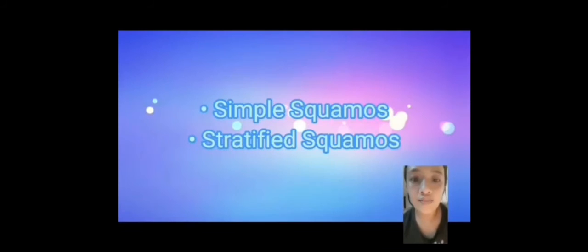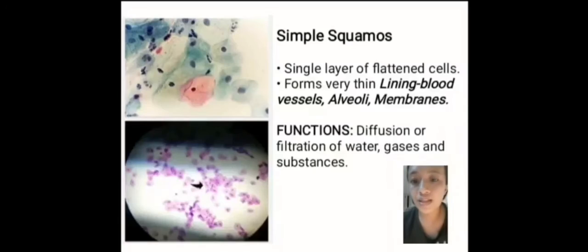The different types of epithelial tissue. The first one is simple squamous epithelium. The main location is the air sacs of the lungs and the lining of the heart and blood vessels. The main function is to allow materials to pass through by diffusion and filtration, and it secretes a lubricating substance.